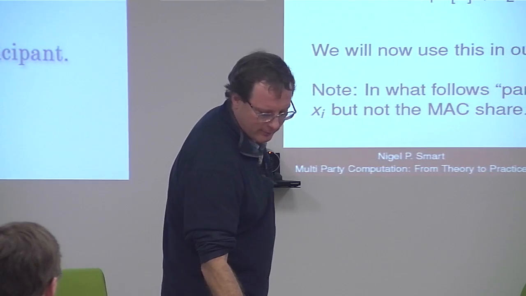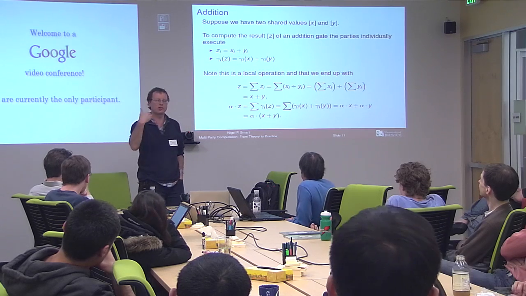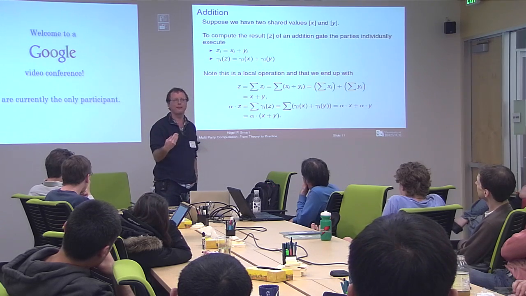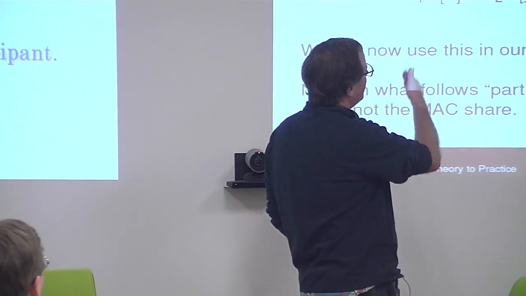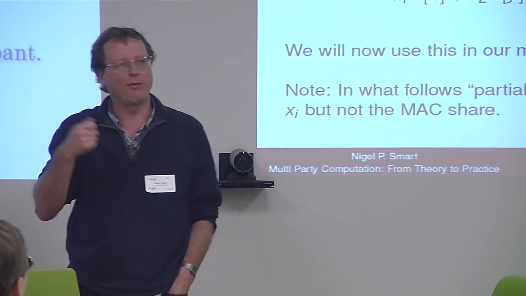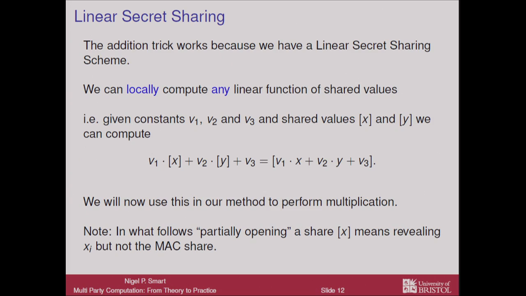Addition works because this secret sharing scheme is what's called a linear secret sharing scheme. When we secret share a value, we can compute any linear function of it for free. So if I have secret shared values x and y, and public constants v1, v2, v3, we can, with no communication and no extra cost, compute any linear function. That's because everything's shared linearly. It's just linear algebra. So linear stuff is for free, and this is the trick we're going to use.